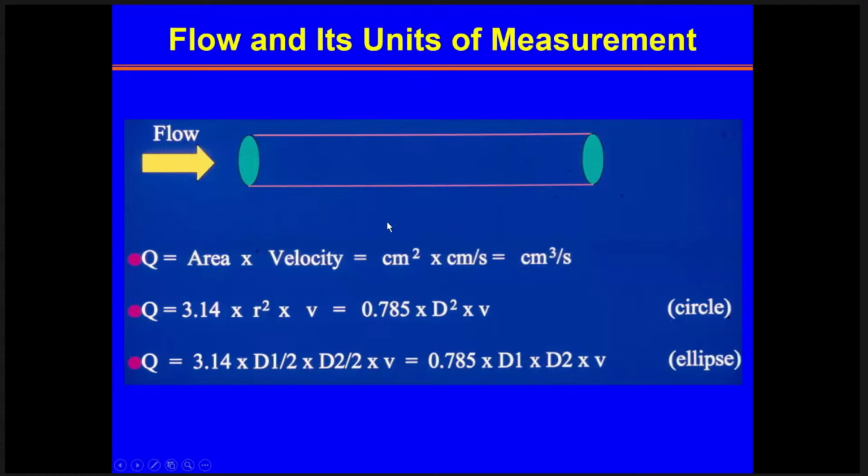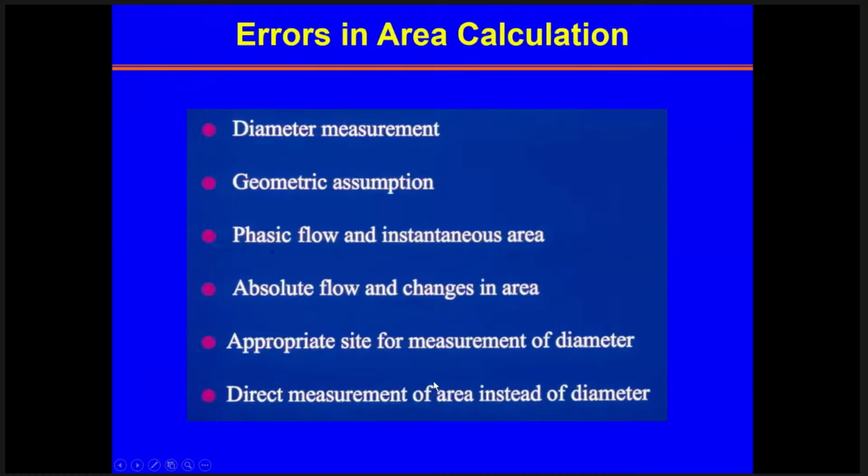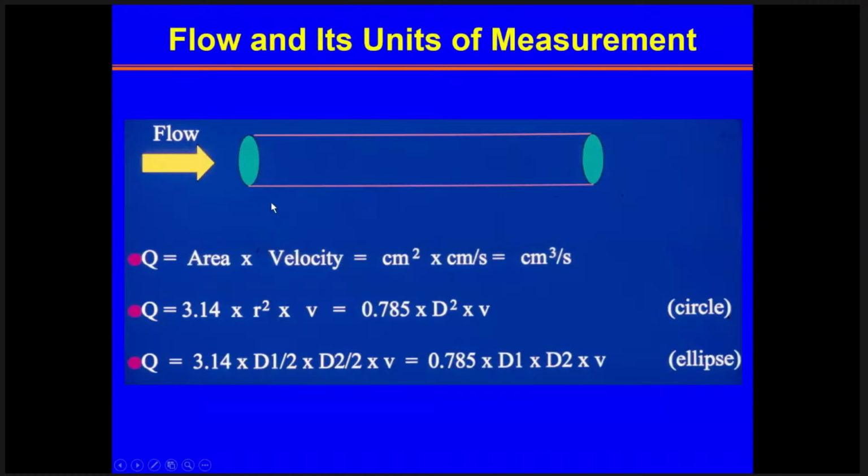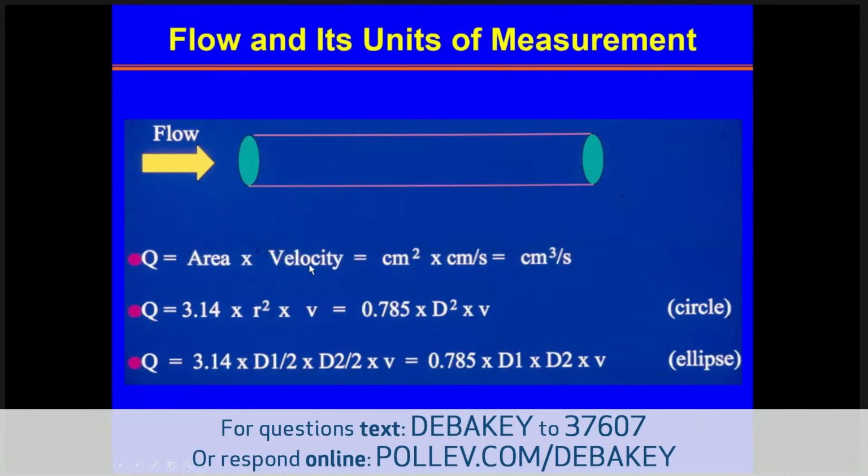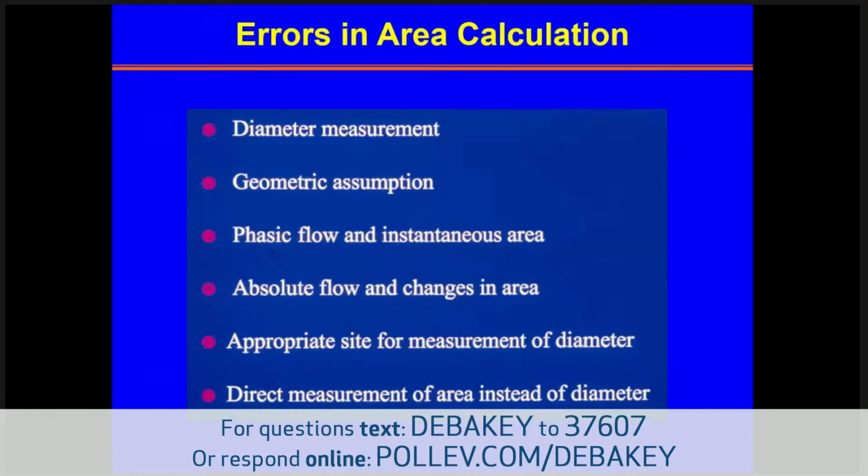We already talked about flow and how it is quantified, either assuming a circular cross-section or an elliptical cross-section. When we look at errors that can come in the calculation of flow, they can come either because we make errors in the velocity measurements, or we make errors in the calculation or the measurements of area. As you expect, diameter measurements would introduce errors. If we assume it's a circle or an ellipse and it is neither, that introduces errors.